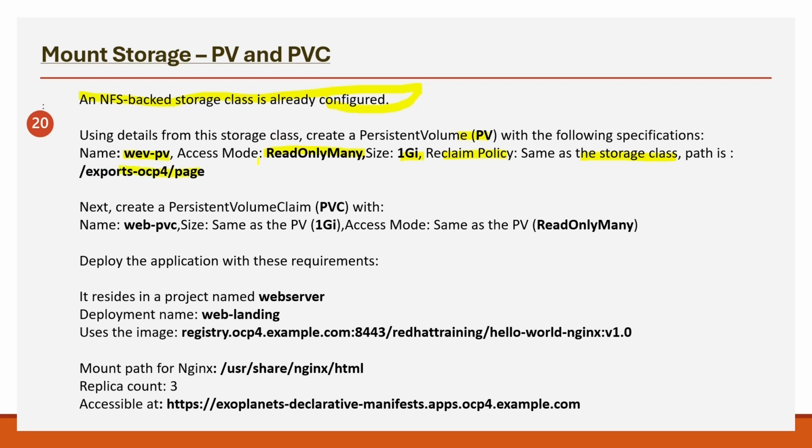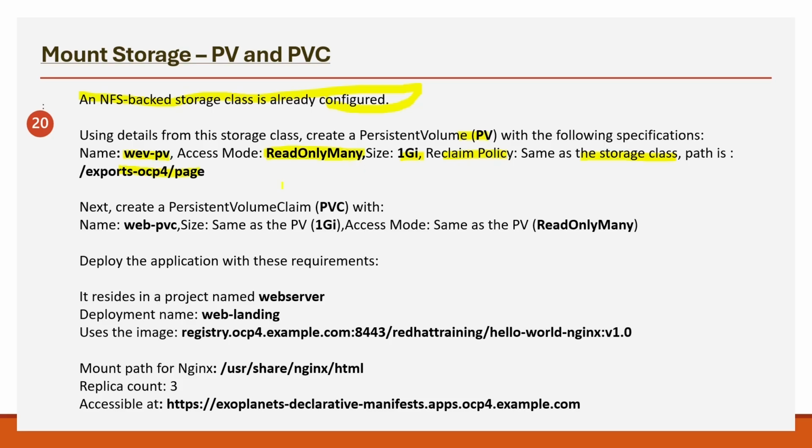And the path is /exports-ocp4/page. So the trick is you can't make a PVC through the console for the access mode ReadOnlyMany, because that will be disabled by default in the console. So these are the challenges we are going to face in the exam. Okay, I will show you that.